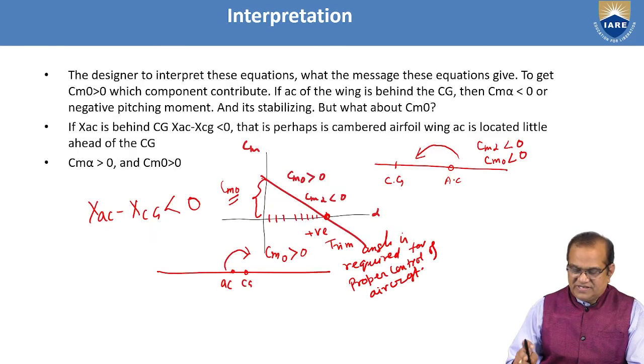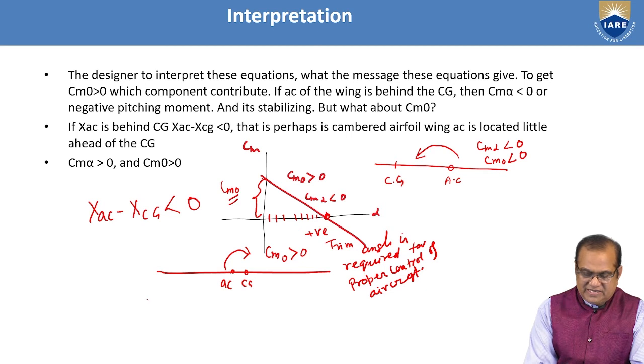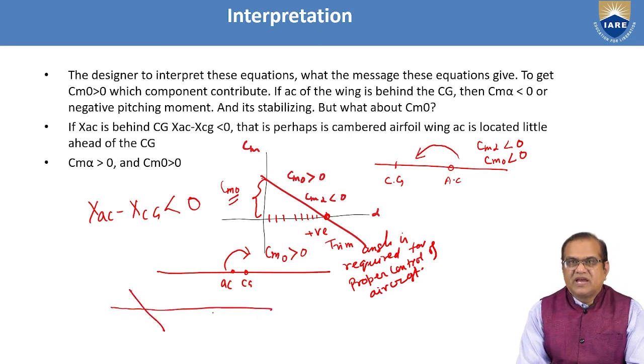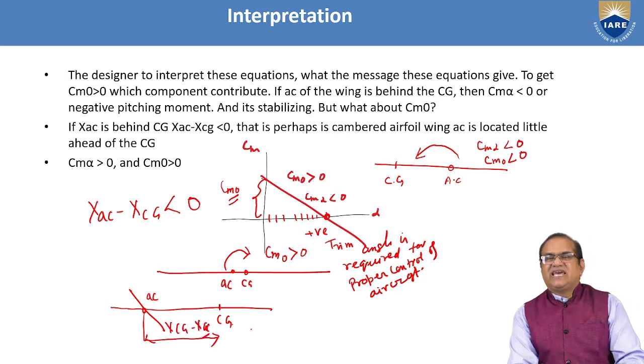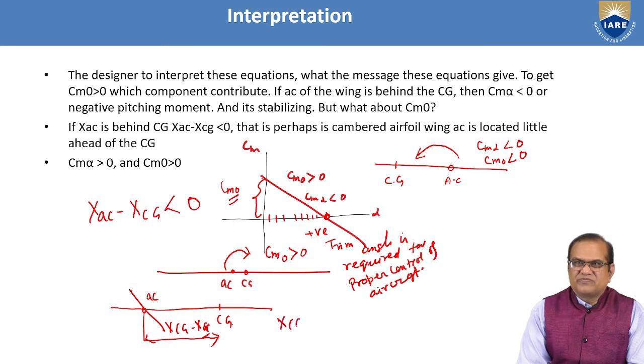So here I am just going to elaborate that this is the wing here, and this is the aerodynamic center, and this is the center of gravity. The distance between these two is called XCG minus XAC. This XCG minus XAC should not be more.